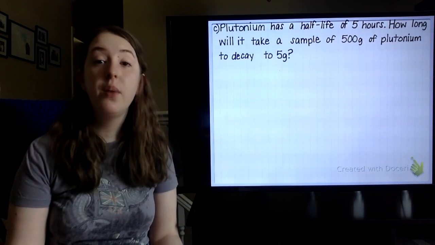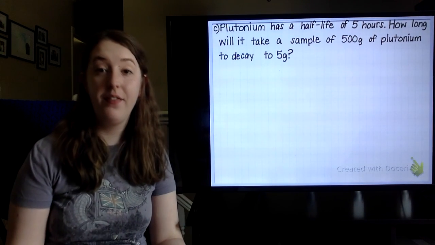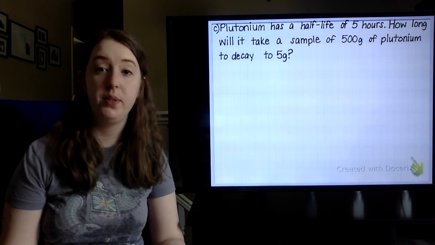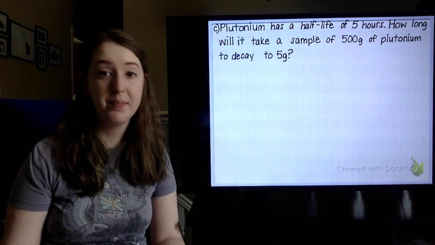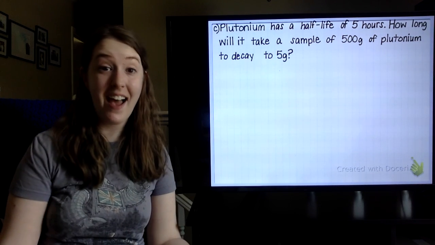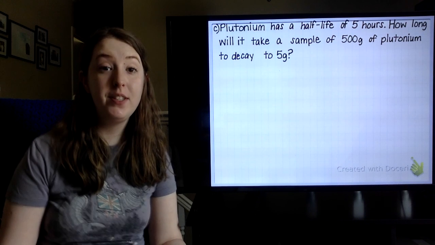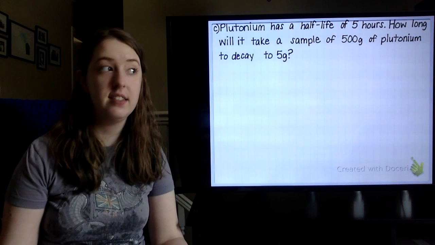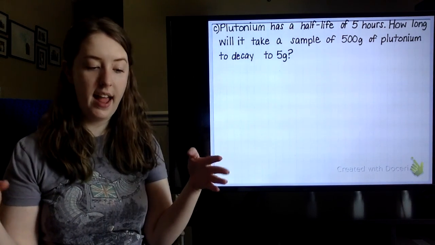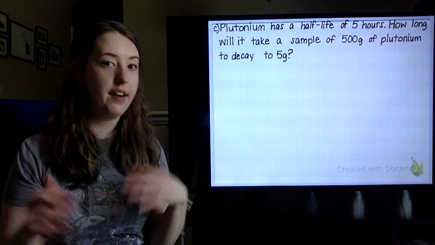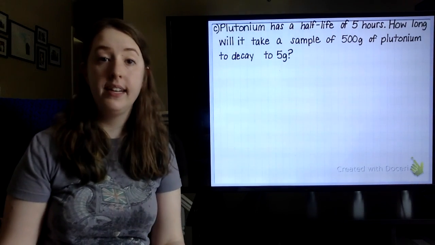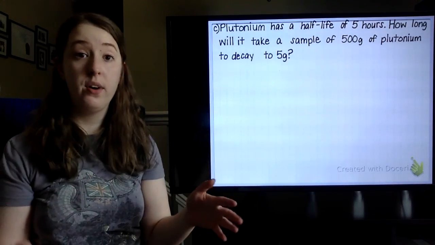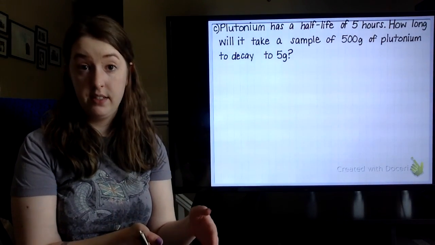All right, one more. Here we go. So plutonium has a half-life of 5 hours. How long will it take a sample of 500 grams of plutonium to decay to 5 grams? So first of all, what's a half-life? What happens with a lot of radioactive material is it decays so that half of a sample is left after an amount of time. So let's say that there are 10 grams of plutonium. After 5 hours, only 5 grams are left.